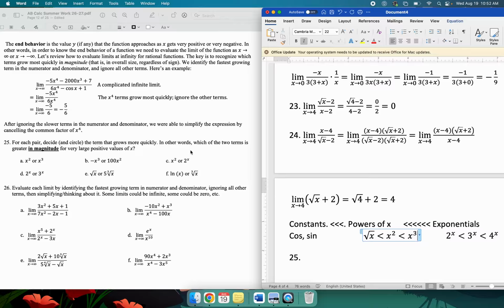Here, x squared versus 2 to the x. 2 to the x is an exponential. That's in this family. The exponentials grow faster than the powers of x, so 2 to the x grows faster. 2 to the x or 3 to the x? 3 to the x is higher in the hierarchy.